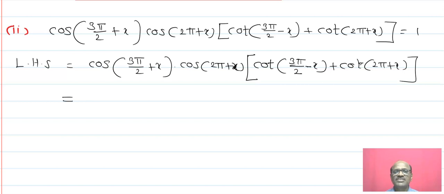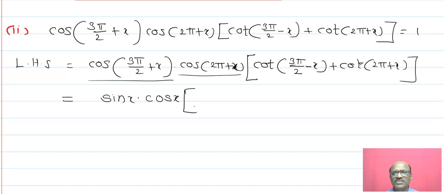Now function will change. It goes in 3 pi by 2 plus x. It comes in fourth quadrant, and in the fourth quadrant cos is positive. Therefore cos becomes sine and it is positive, because cos is positive and there is angle 3 pi by 2. Therefore function will change. Now next is 2 pi plus x. It comes in the first quadrant. Therefore cos of 2 pi plus x is cos x.